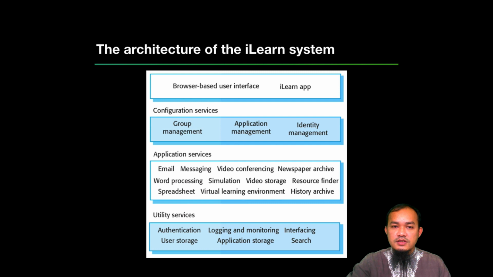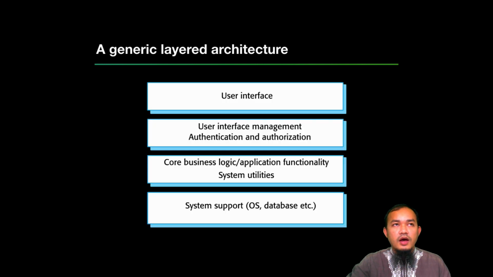Another layered example: you learned about networking, right? In computer networks there is the OSI 7-layer model, right? They also implement layer architecture, from the application layer to the physical layer.